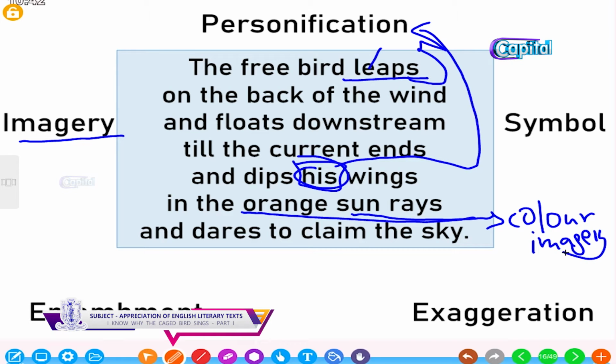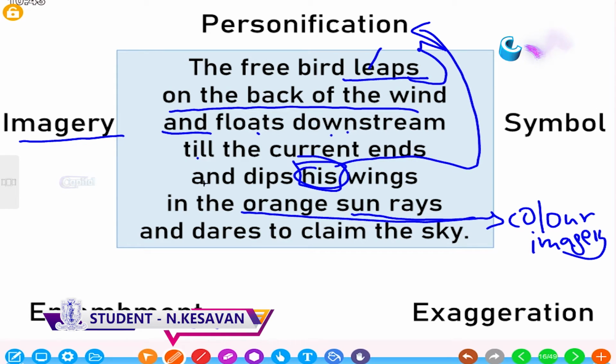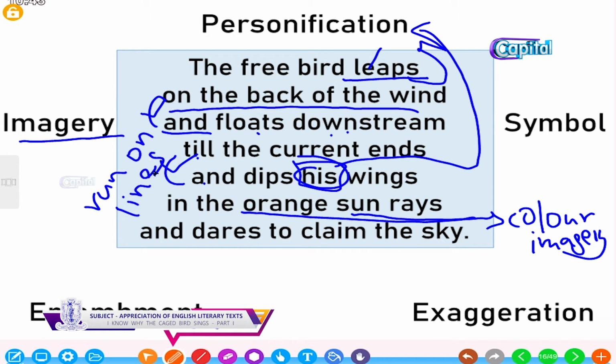And after that, we have seen the personification and we have seen the imagery. And now, the enjambment. Where can you find the enjambment? On the back of the wind and floats downstream till the current ends and dips his wings in the orange skies and dares to climb the sky. Run-on lines.